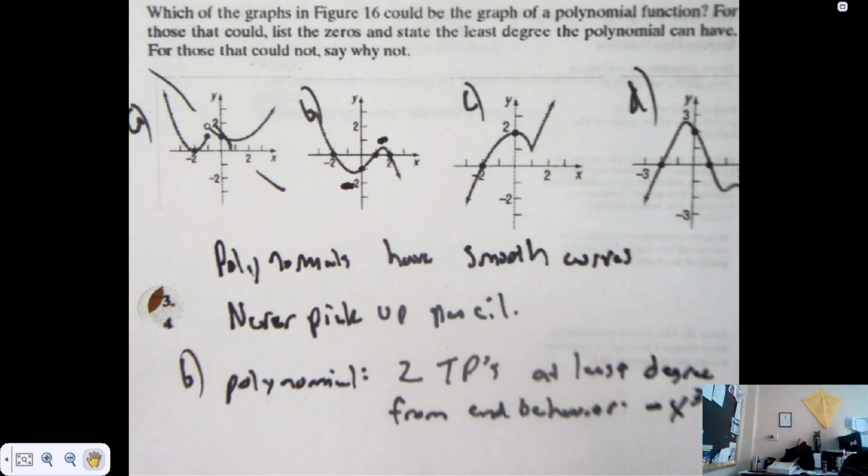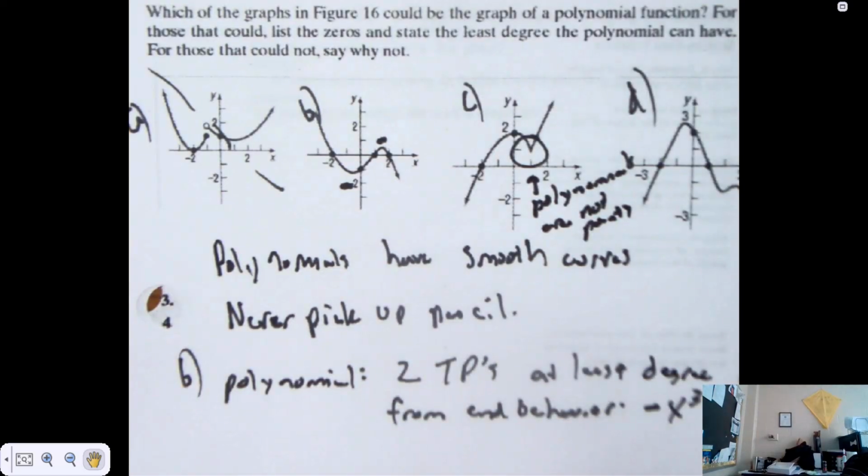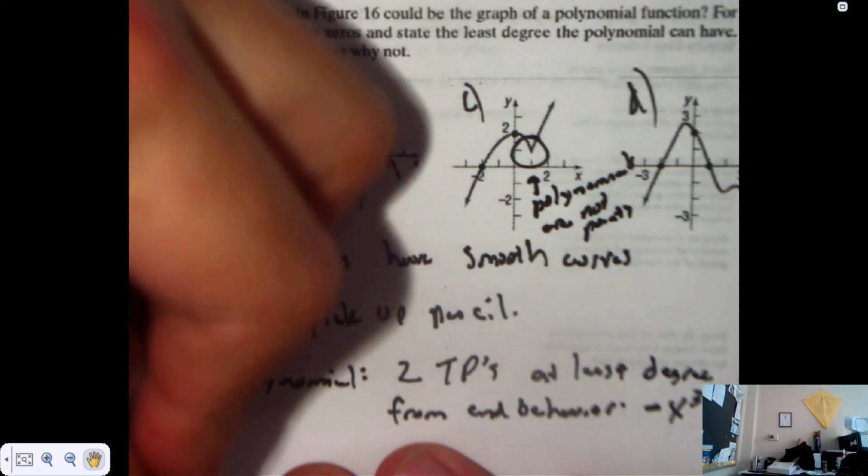Is C a polynomial? No. Polynomials are not pointy. You can stab your eye out with it, it is not a polynomial. Is D a polynomial?